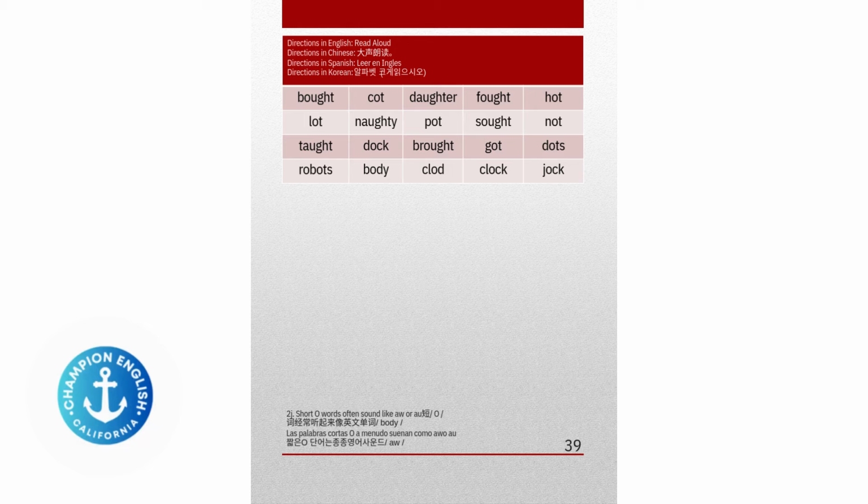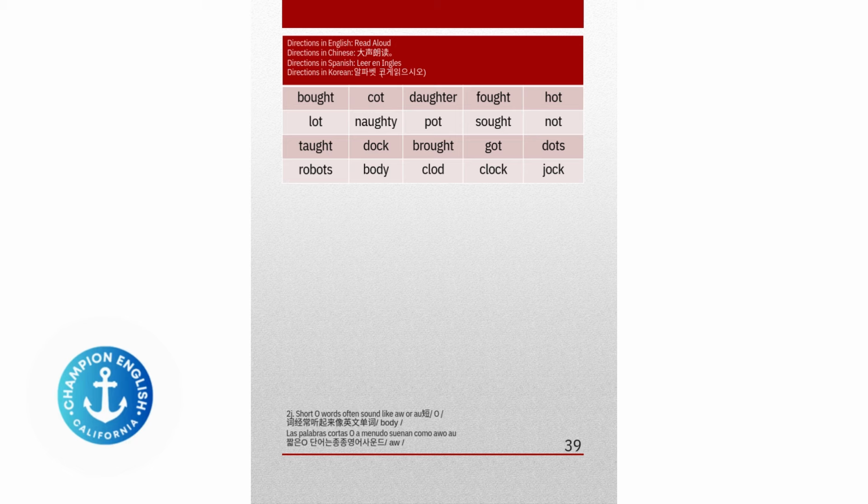Okay, students, welcome back. And we're right here looking at the short O sounds. Can we say that together? Aw, aw, like body. Come on, let's say that together. Aw, aw. That's right, students. It's aw, like body. Okay, the first word that we have here is body.